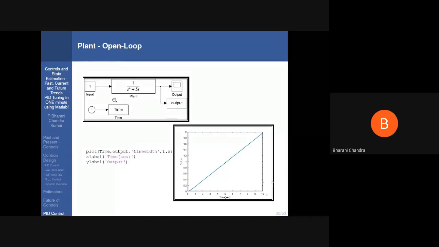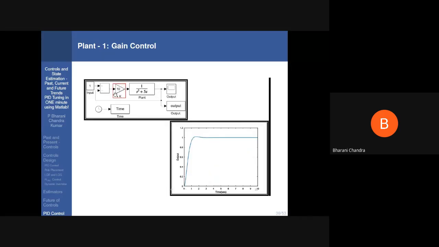And this is the Simulink diagram. So this is the open loop control. I have given input as 1, and the output you can see is continuously increasing. So now what I have done is I use the gain controller, only the gain.